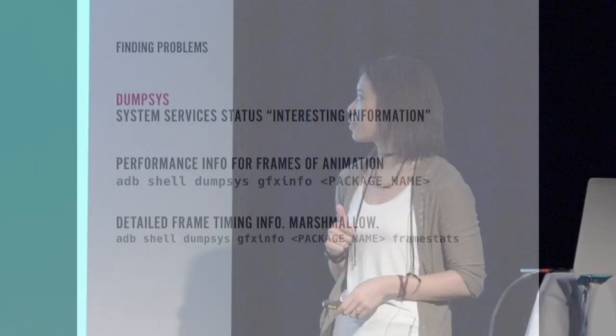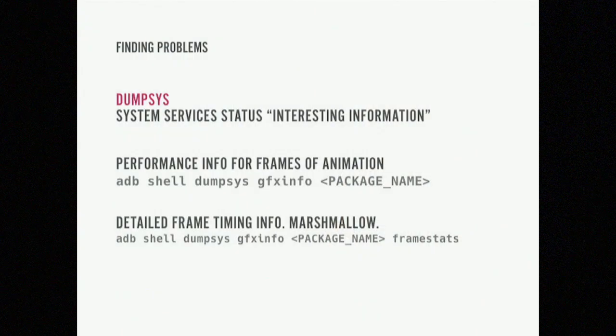Another great tool to use when you're trying to find problems and numbers is DumpSys. DumpSys literally collects and dumps what the documentation calls interesting information about the status of system services. And it just gives you a lot of numbers, is basically what happens. So there's a couple of different ways to use this. If you want an aggregated analysis of how different frames of animation are performing, you can use DumpSys with this gfxinfo argument.